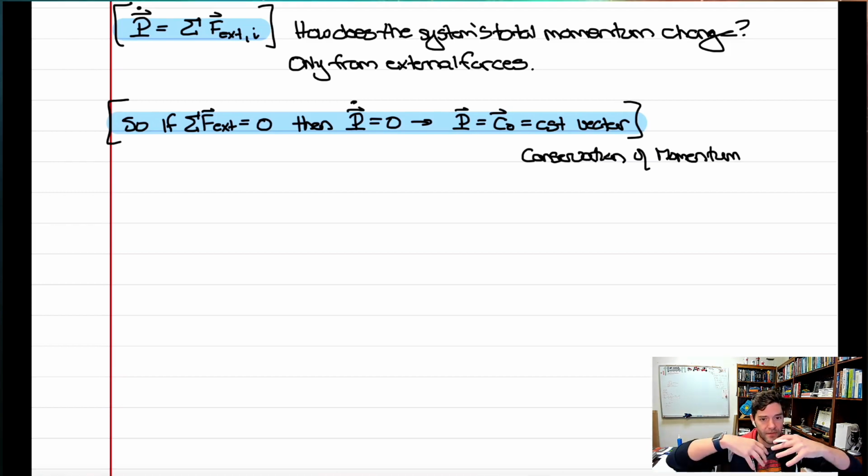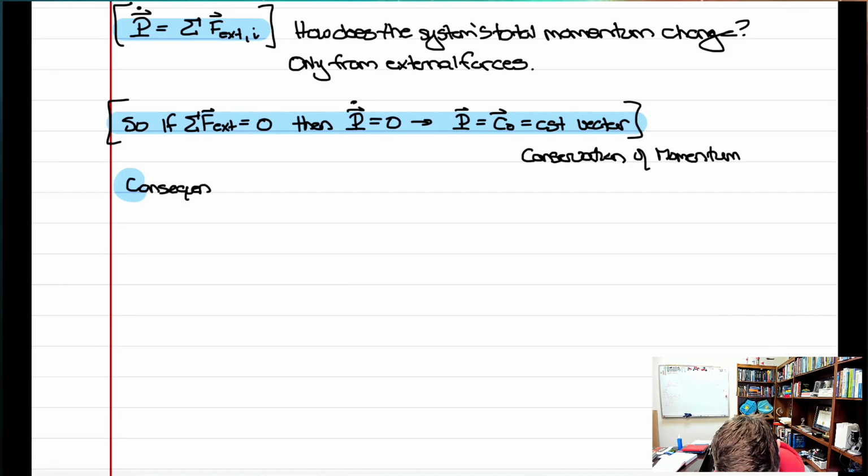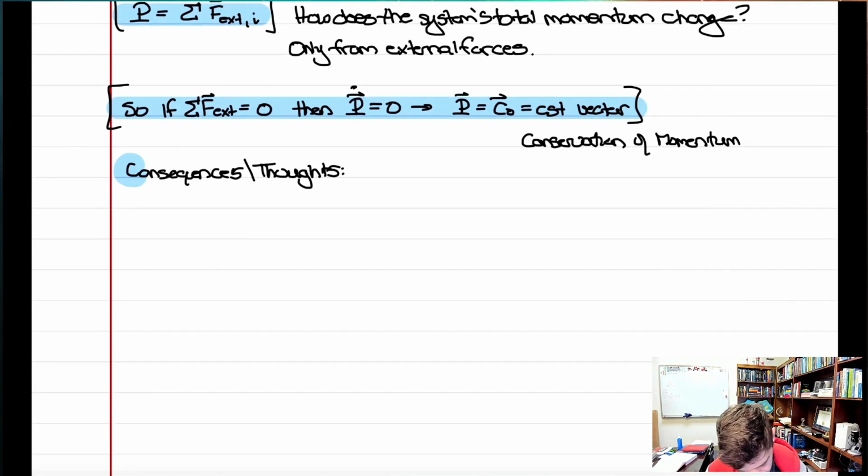So, super, super powerful. So let's write down some consequences, and some thoughts that I have on this. One, as will always be the case with conserved quantities, try to choose systems so that this is true. Choose systems such that momentum is conserved.